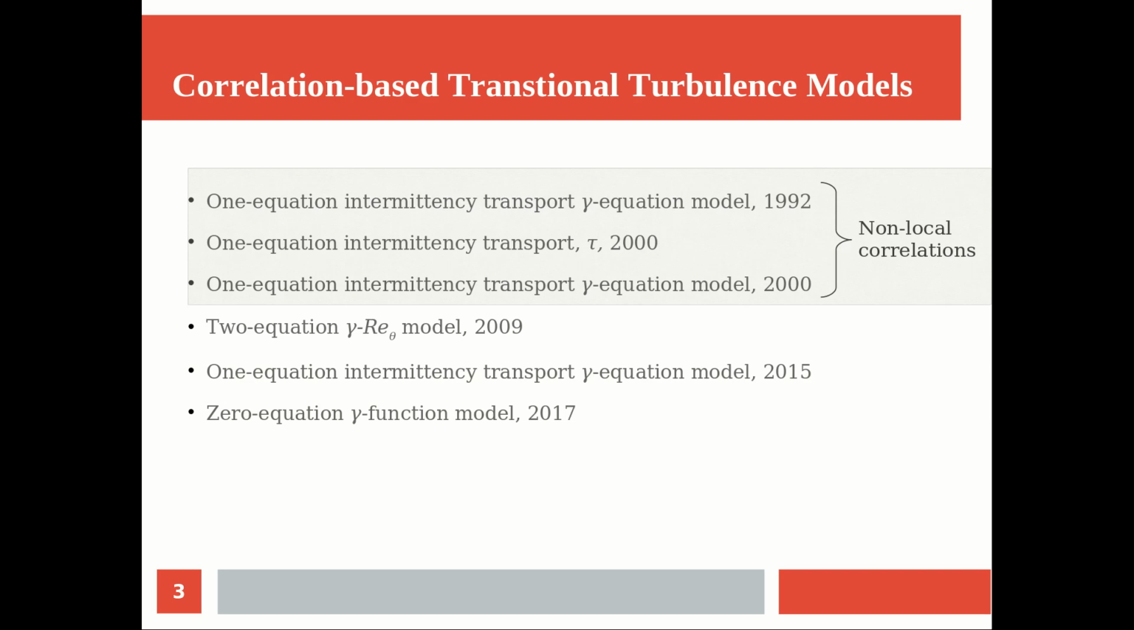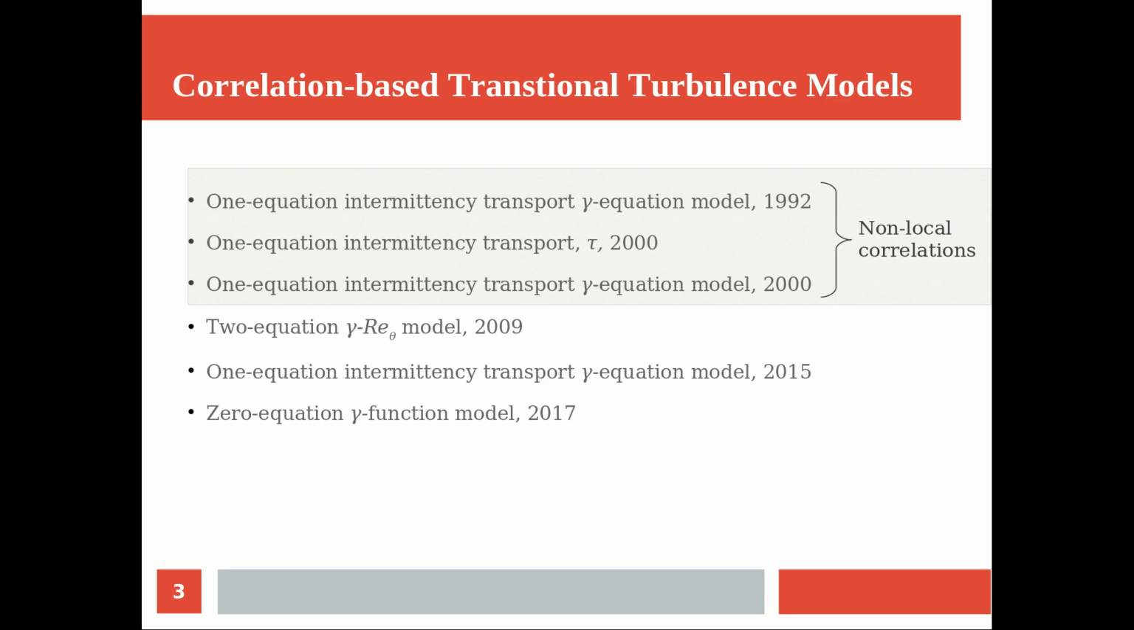There are some turbulence models before this point, but I start from 1992, which is a one-equation intermittency transport equation based on K-epsilon. That eddy viscosity model was proposed not for transitional flows but for round jets, and it reasonably captures the intermittency of turbulent flow. The second one is the transport equation for intermittency in the streamwise direction, and the third one is a combination of the first two.